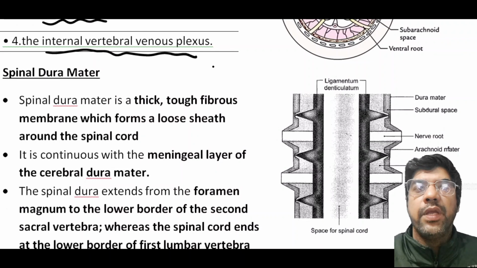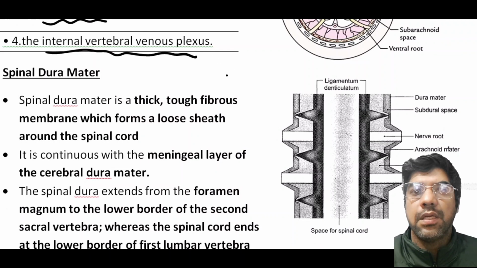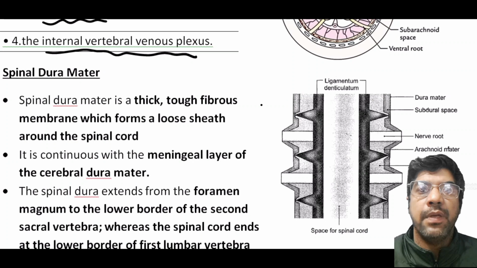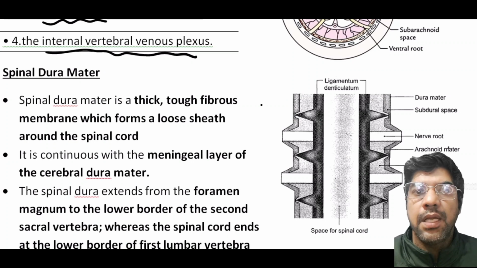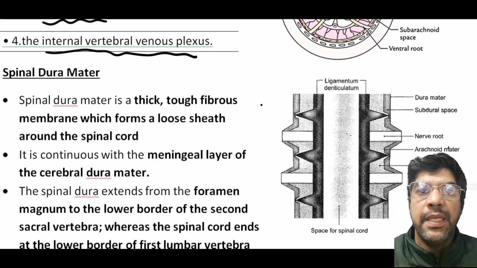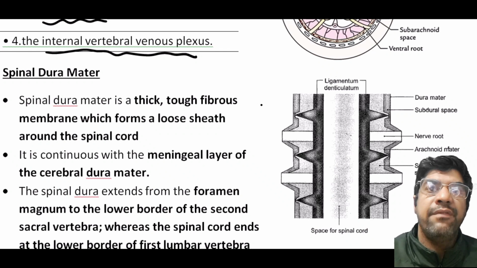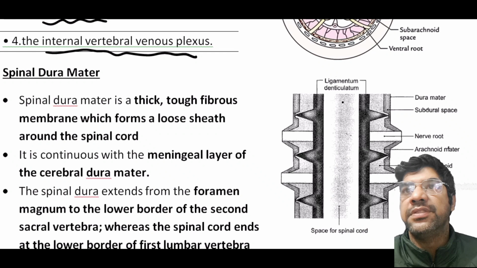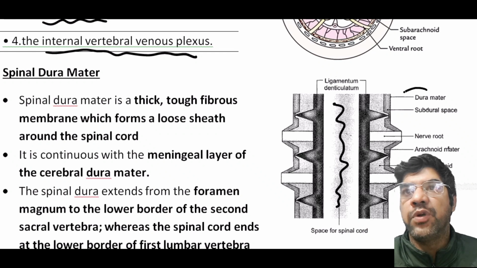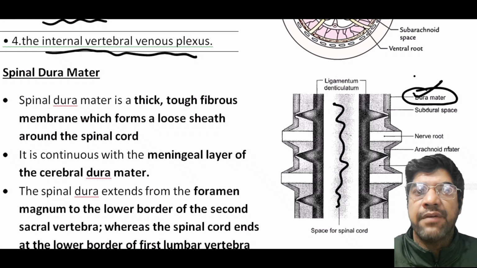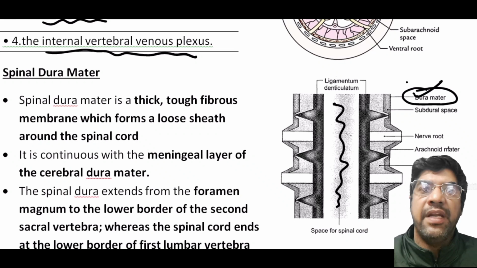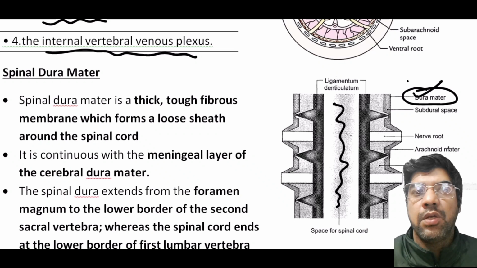Moving inward, we encounter the thick dura mater. What is the function of the dura mater? It provides a protective covering for the spinal cord. So this is the spinal cord, and this dura mater provides a protective covering. It will give strength and support to the spinal cord. The spinal dura mater is a thick, tough membrane forming a loose sheath around the spinal cord.